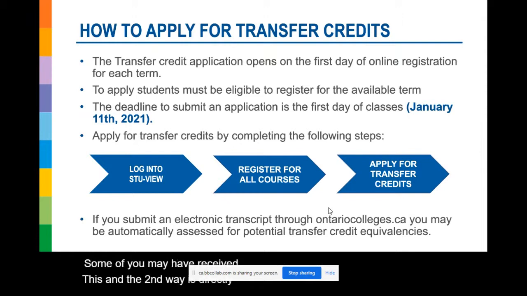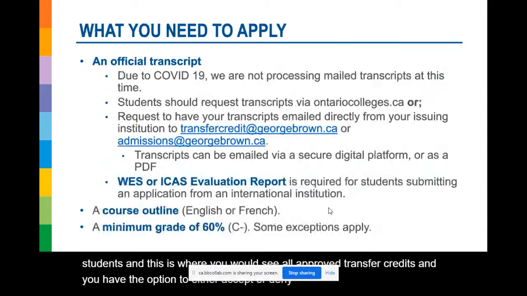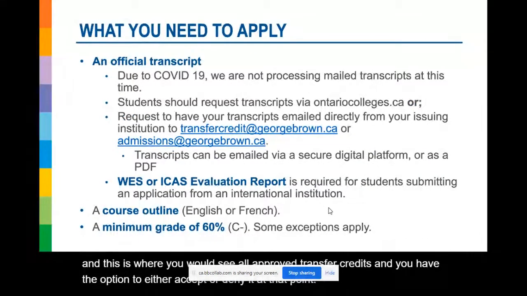Just before you register for your courses, there is a transfer credit options page that's displayed to students. This is where you would see all approved transfer credits, and you have the option to either accept or deny it at that point. So what do you need to apply?